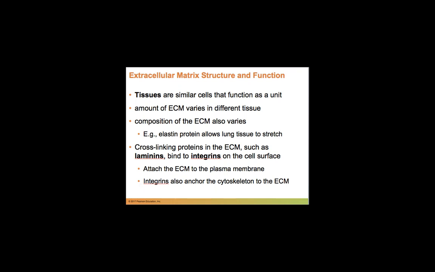So, different tissues of our body will have various different amounts of our extracellular matrix. So, cells that have a similar function are going to combine, and that's going to form a tissue. So a tissue is essentially similar cells functioning as a single unit. The amount of extracellular matrix is going to differ in each tissue.